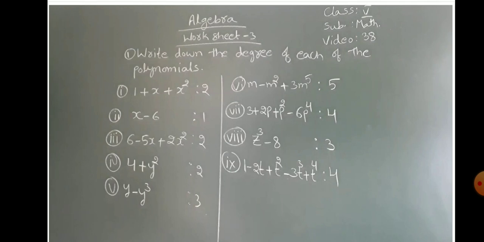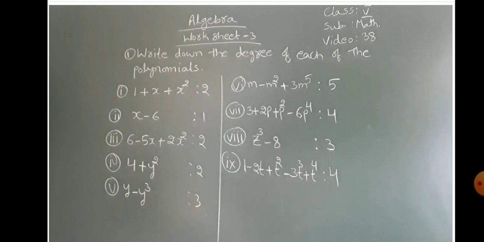Okay, now coming to the third question, 6 minus 5x plus 2x square. 6 is a constant, so its degree will become 0. 5x is a term in which x is a variable. Its power will be 1 here, that's why its degree is 1. And coming to the third term, the power of x is 2, so the degree of this term is 2. So in these 3 terms, if you observe, the degrees 0, 1 and 2 will be there. That's why the degree of this expression will become 2.